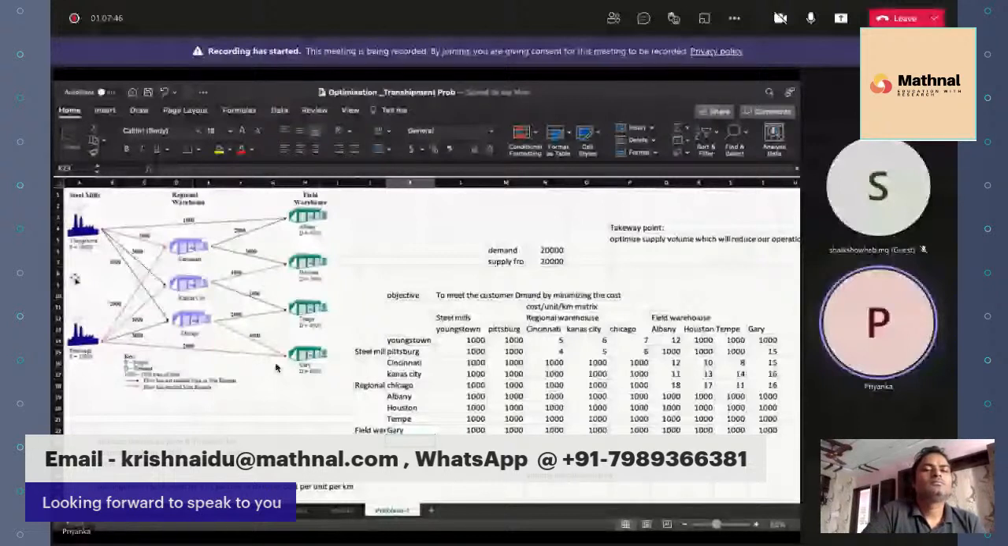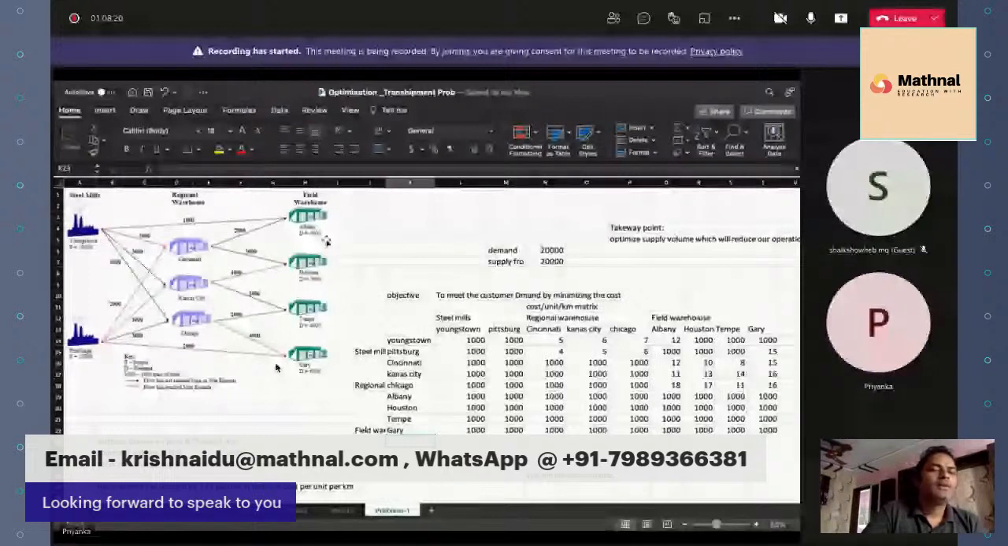The distribution of the 10,000 is 3,000 to Cincinnati, 3,000 to Kansas City, and 3,000 to Chicago. It would be 9,000 and 1,000 for Albany. Okay, that's good. That is what I wanted to see. So let's go to the allocation matrix and put the constraint. Similarly, Pittsburgh is 15,000, right? So Youngstown can only deliver 10,000 and Pittsburgh can deliver 15,000.